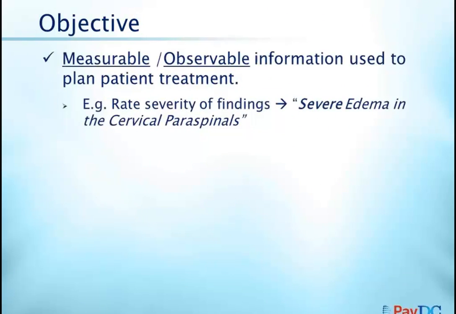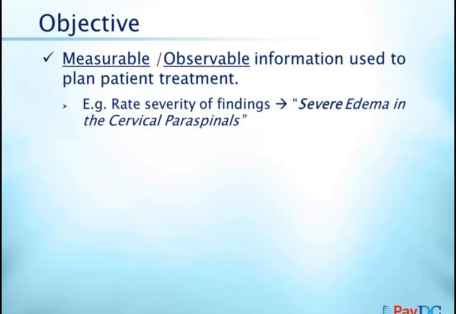Again, objective is the measurable, observable information used from the patient treatment. Instead of just saying edema or just saying trigger points or whatever, what kind, how would you rate the severity of those findings, your palpatory findings? I think those are very important, because then you could say if it was severe one day and now it's moderate to severe, hey, that's improvement. Or maybe you want to judge it on a scale of 1 to 10 or give it a percentage improvement.